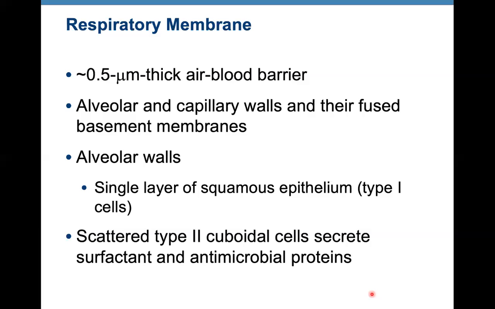Okay, so the respiratory membrane is actually a very thin structure. It is about 0.5 microns. A micron is 1/1,000,000th of a meter thick. The alveolar and capillary walls and their fused basement membrane is what forms up the respiratory membrane. And what you will have are scattered type 2 cells. These type 2 cells are going to help secrete surfactant. Surfactant is actually a detergent that will help to prevent the alveoli from collapsing.